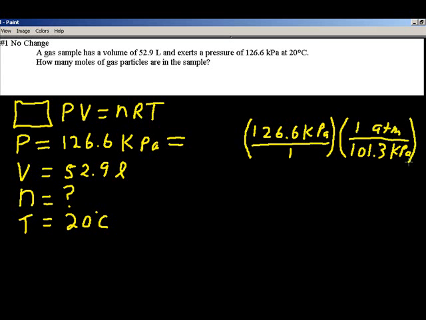Now, this ratio right here is based upon a whole series of interconnected ratios, such as, for example, 760 millimeters of mercury is 1 ATM. And so you're going to use those values to make these conversions. When you do this, we cancel out our kPa units, giving us our ATM. And when you do this, what you wind up with is 1.25 ATM.